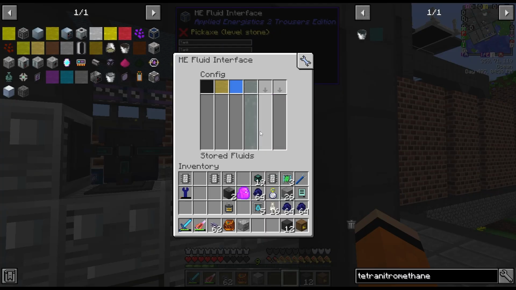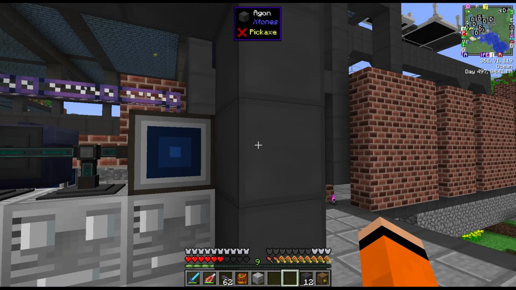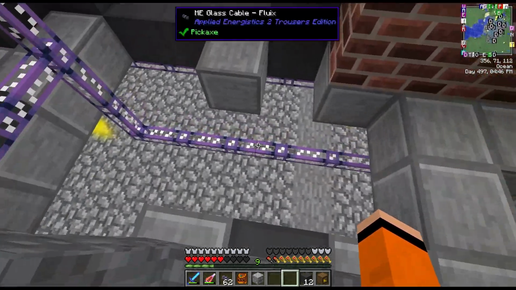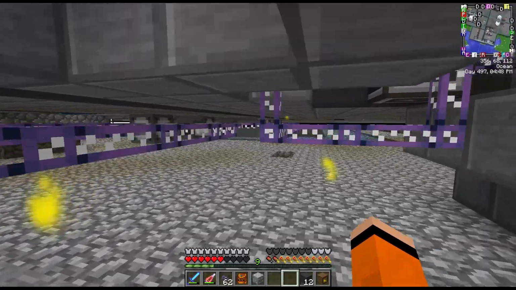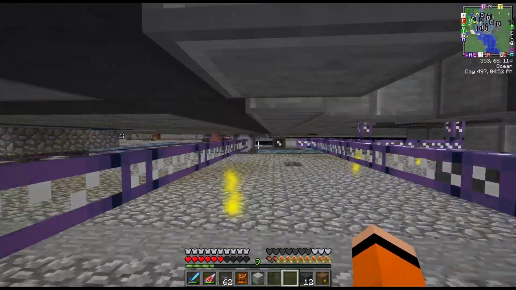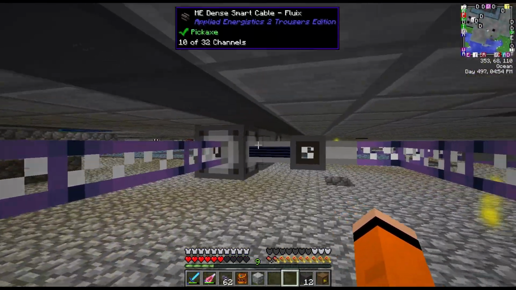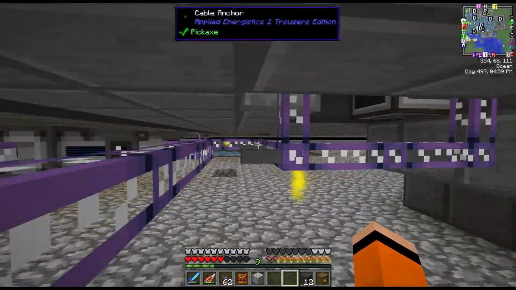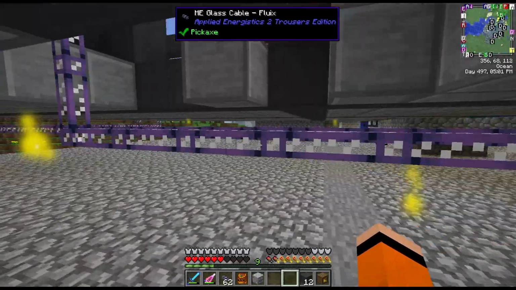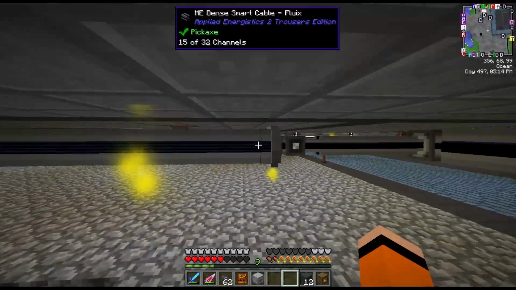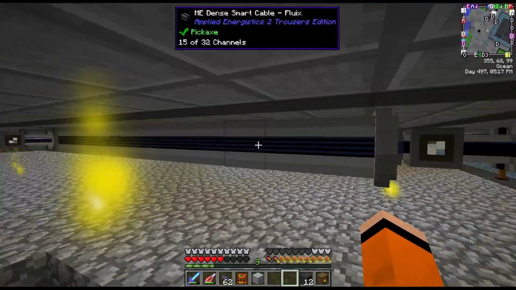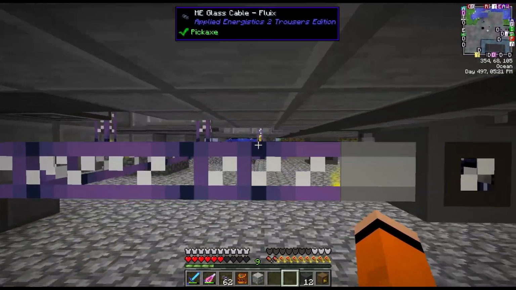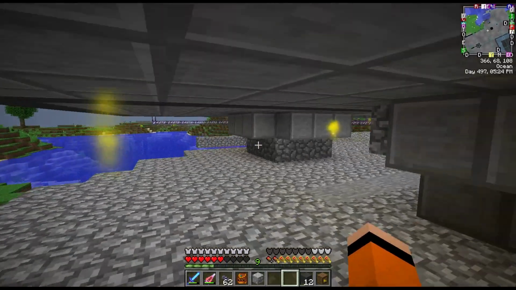So I think what the problem is with this fluid interface is it wasn't actually getting enough channels. So I did rewire the wiring down here for the applied energistics, and I've hooked it up such that it's all connected to the dense cable. I have some cable anchors right here to stop these two lines connecting. And at the end of the line here where the P2P meets, we are using 15 channels, so we still have quite a bit of headroom. But it's just that some of the lines were crossed and we were going above our 8 channel limit.